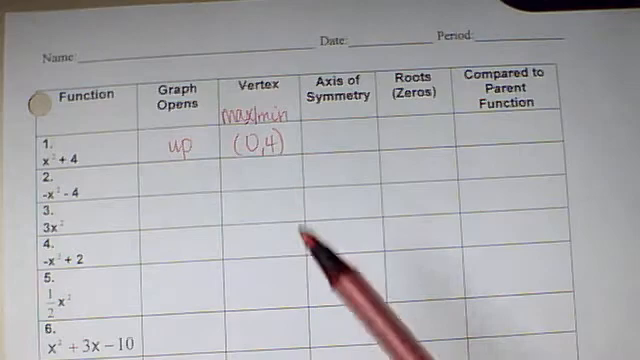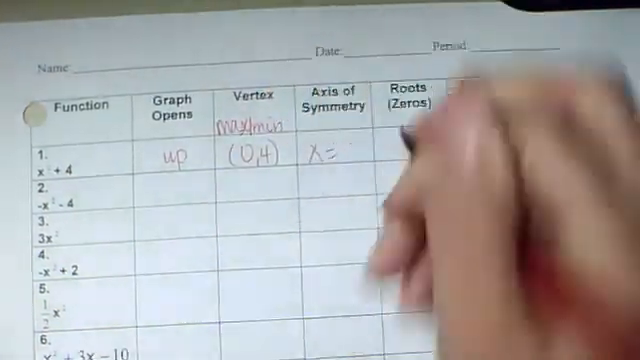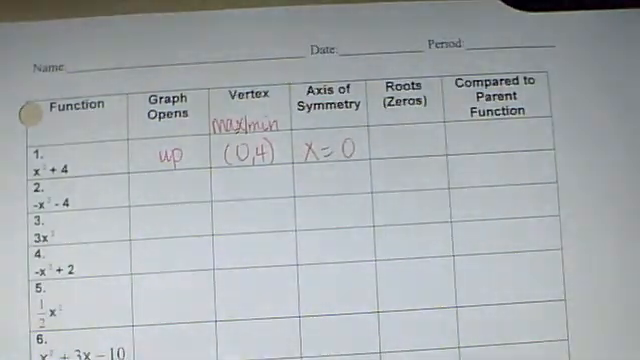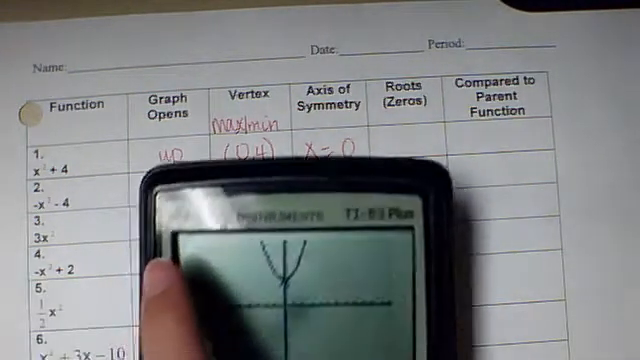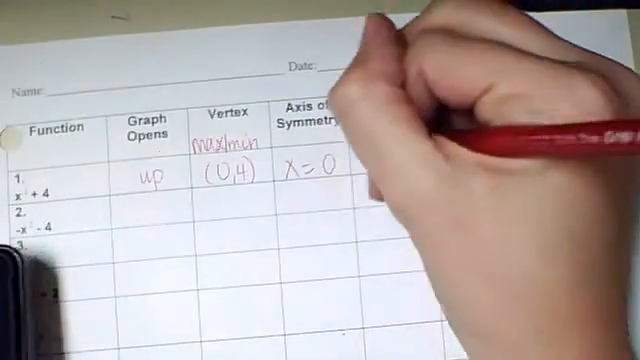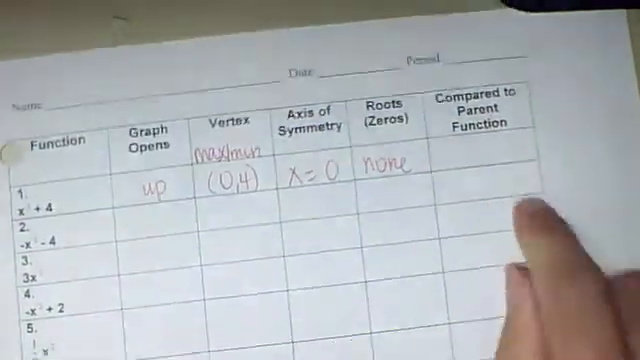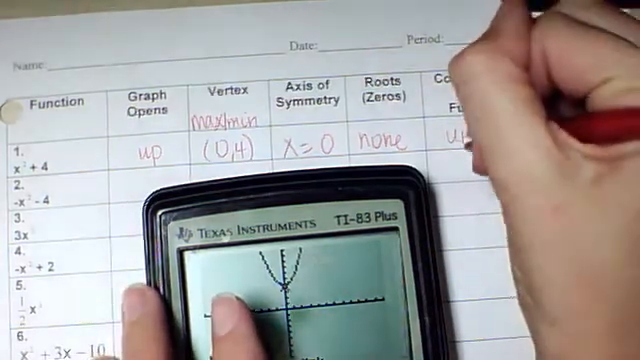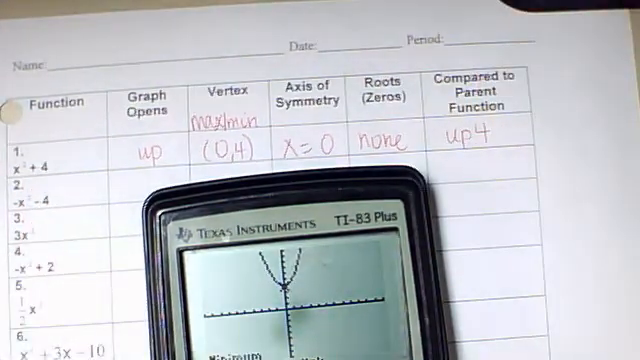like here. My axis of symmetry is always an x equals line, and it's x equals whatever this value is, so x equals 0. And a lot of these today, that's where yours is going to be. For my roots, or my zeros, that's where it crosses the x-axis. In this case, there are none. And compared to the parent function, that is, did it move up or did it move down? In this case, from the parent function, it moved up 4. You could also tell that because it says plus 4 on the end.